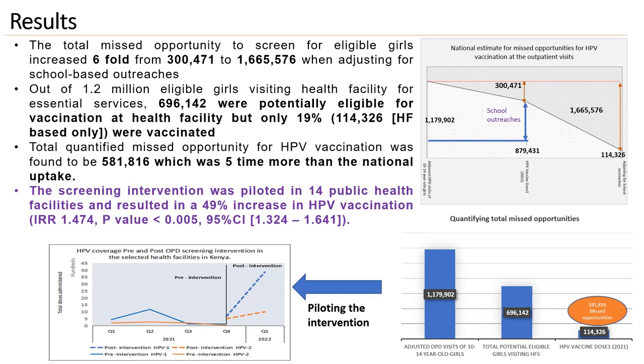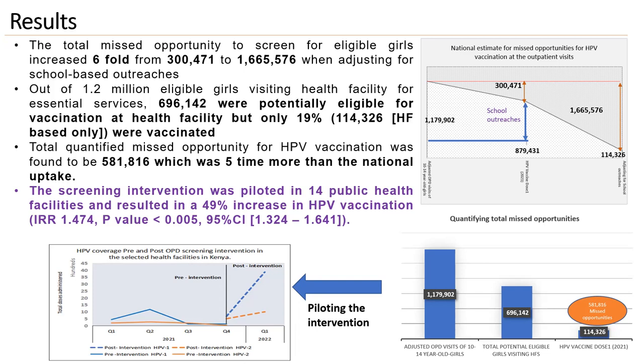Out of 1.2 million eligible girls visiting health facilities for essential services, at least 696,000 were potentially eligible for vaccination at health facilities, but only 19% were vaccinated. So it means we had an opportunity to vaccinate a lot of girls who brought themselves to the health facility, but did not get a chance to be screened and vaccinated. Having looked at all this quantification, we came to a total of 581,000 girls who were potentially missed, were eligible for vaccination and were not vaccinated, and they attended health facilities in the country. And this was 5 times more than the national uptake during that time.